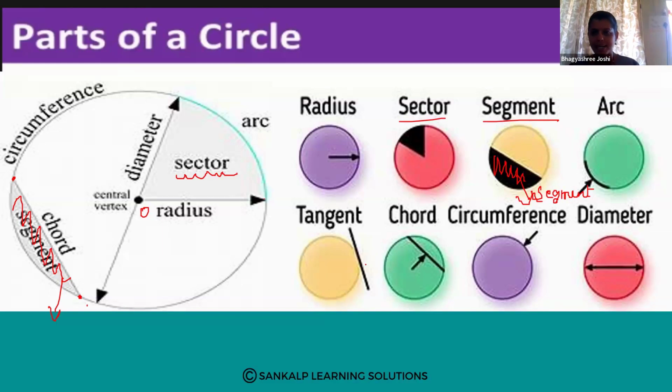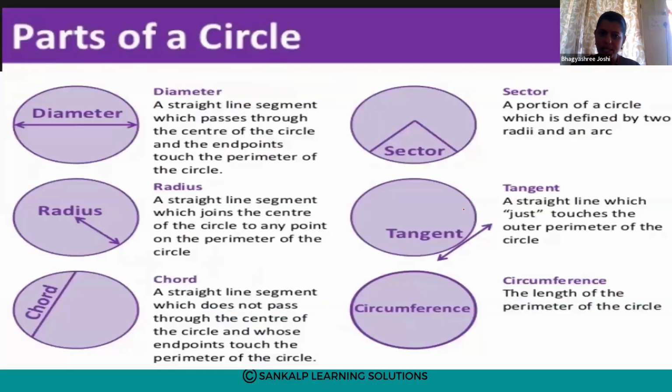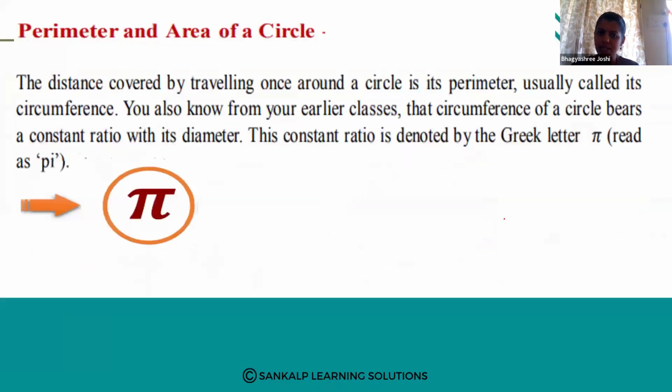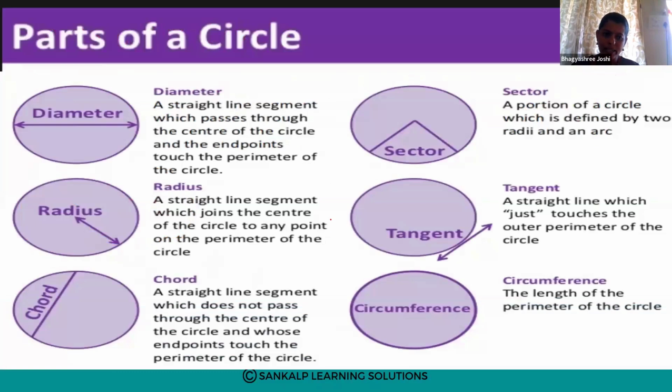Next, tangent. Yesterday we discussed the tangent: the line which intersects the circle at a particular point, in one point only, we call a tangent. Next, this is a chord, and the circumference and diameter. What do you mean by circumference of a circle? So this is the diameter, radius, chord, which we have already discussed.